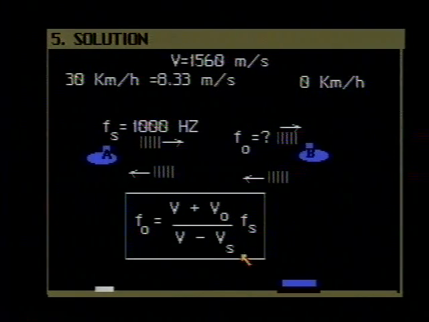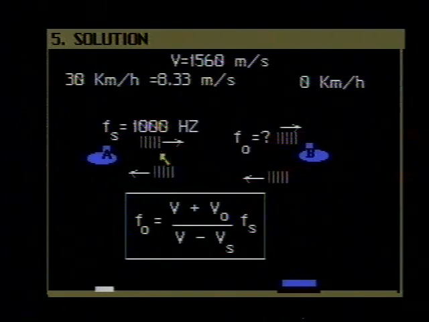And V sub S is the velocity of the source, which is 30 kilometers per hour or 8.33 meters per second. The sub A is moving towards sub B, so the source is moving towards the observer, and the rule is then that the sign on this is positive.